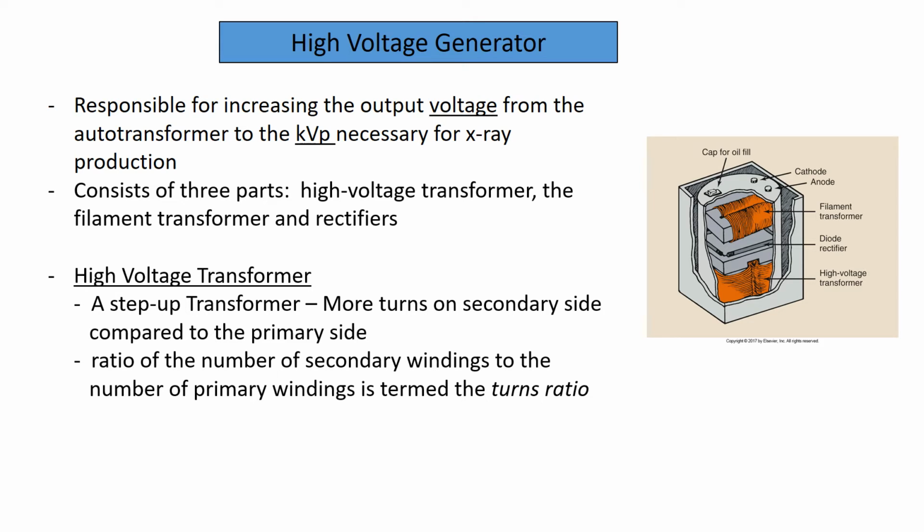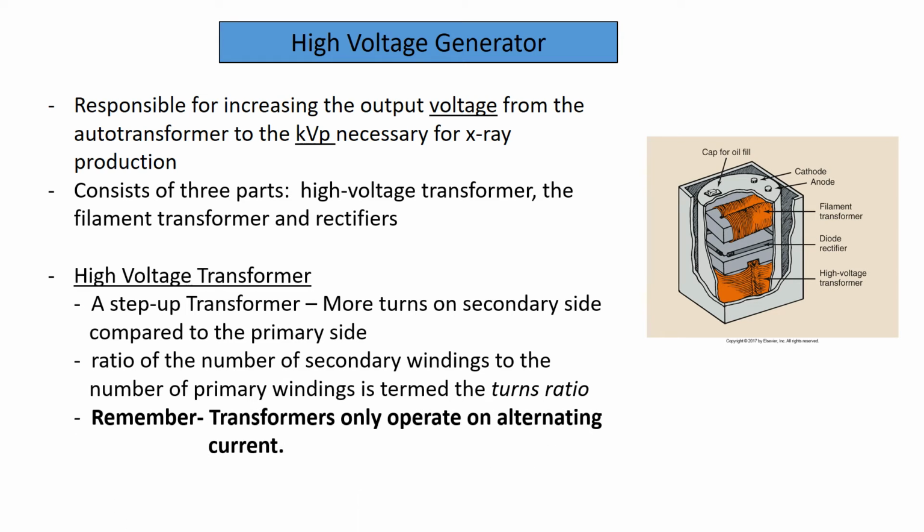The ratio, remember, of the number of secondary windings to the number of primary windings is termed the turns ratio. We learned that term before, the turns ratio. How many windings are there on the secondary side compared to the number on the primary side, the turns ratio. Very, very, very important. Transformers can only operate on alternating current. Transformers only operate on alternating current.